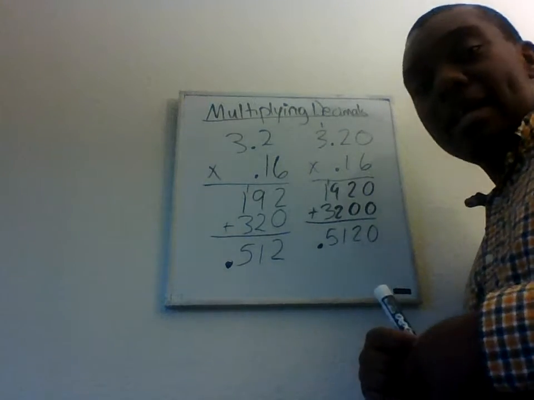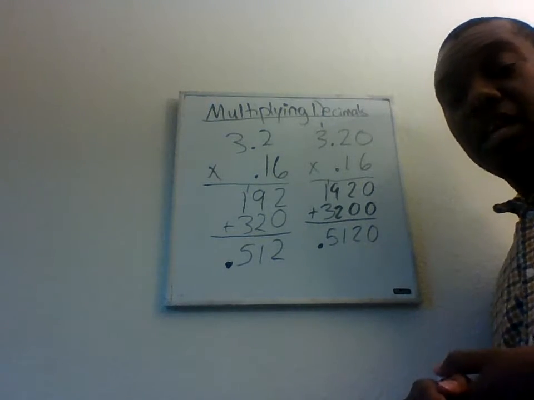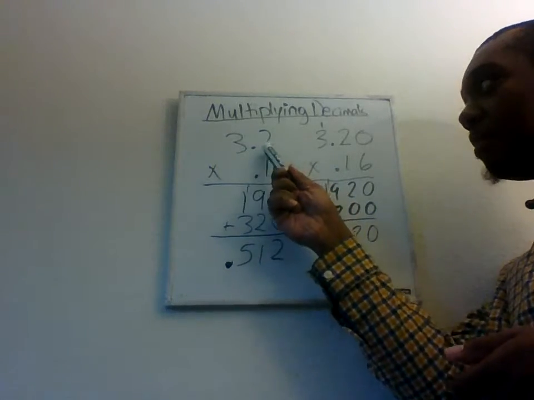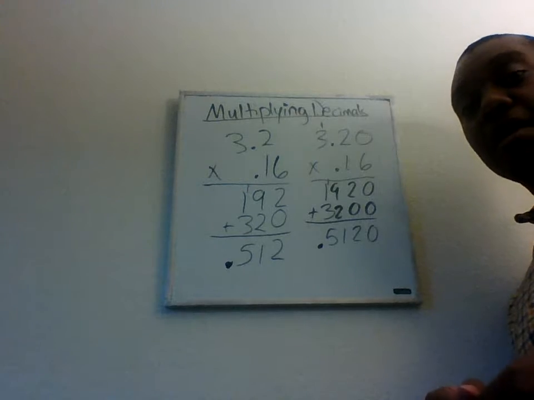All right, so when multiplying decimals, very important to remember, you just multiply. The only thing that you have to do differently is in your final answer, go back to your factors and see how many digits are behind a decimal. Make sure your final answer has that same number of digits behind the decimal.